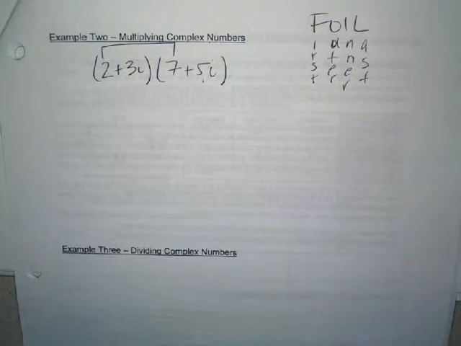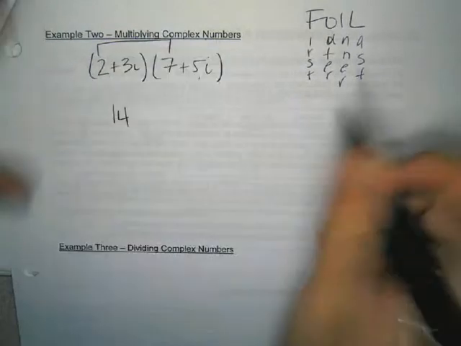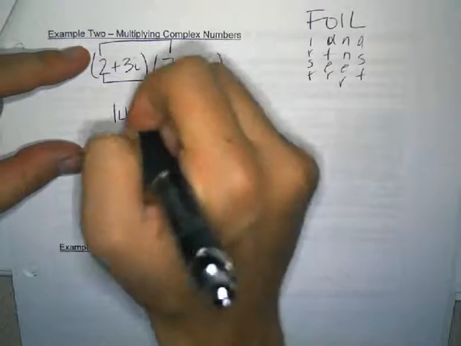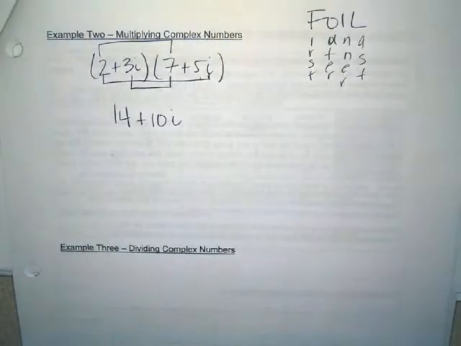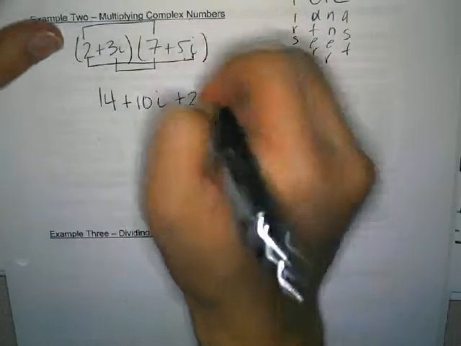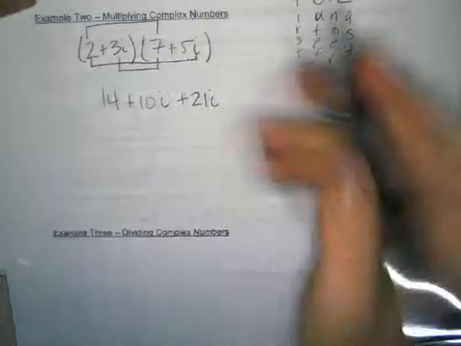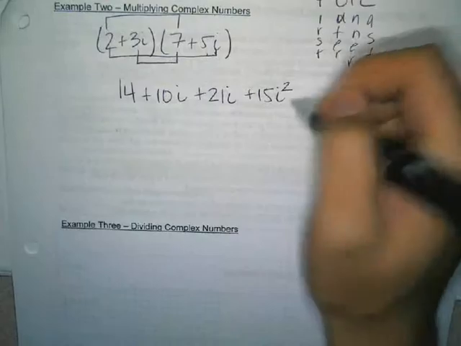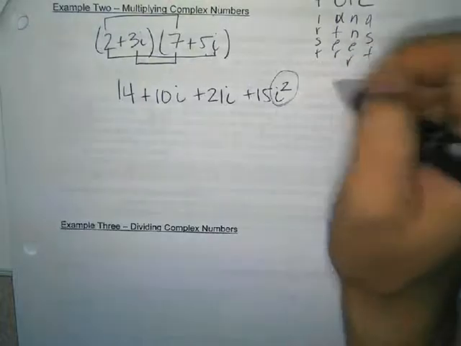So 2 times 7 is 14. Outer is 2 and 5i, that gets me 10i. Inner is 3i times 7, that gets me 21i. 3i times 5i gives me 15i squared. Now, whenever you see that I squared, that should ding a bell. Ding, ding.